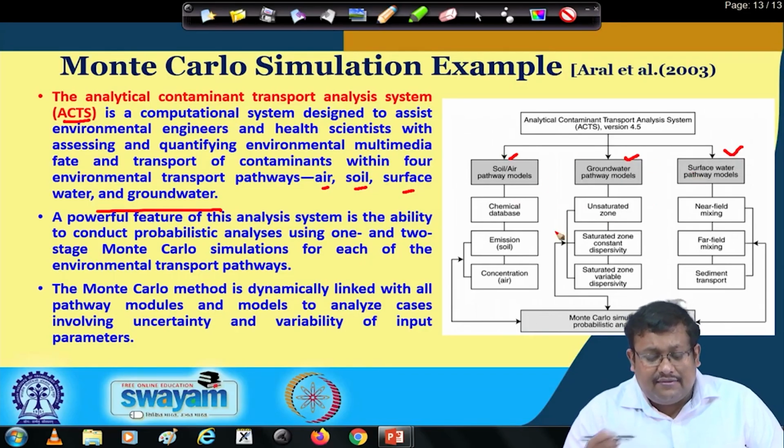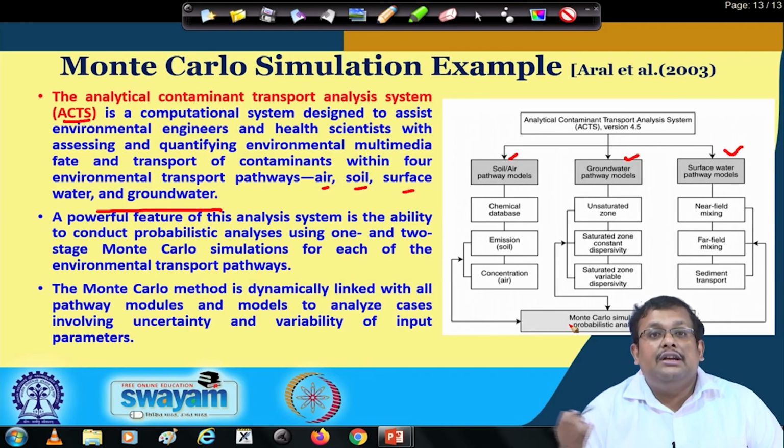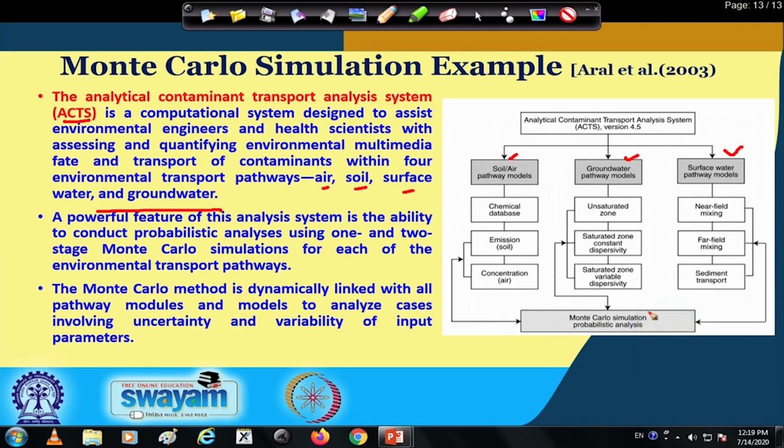Now, a powerful feature of this analysis system is the ability to conduct probabilistic analysis using 1 or 2 stage Monte Carlo simulation for each of the environmental transport pathways. This Monte Carlo method is dynamically linked with all the pathways. You can see here Monte Carlo simulation for probabilistic analysis, dynamically related to the soil and air pathway models, the groundwater pathway models and also the surface water pathway models. Basically, it generates a host of values of the parameters and then generates the results. So, the Monte Carlo method is dynamically linked with all the pathway models to analyze cases involving uncertainty and variability of the input parameters.